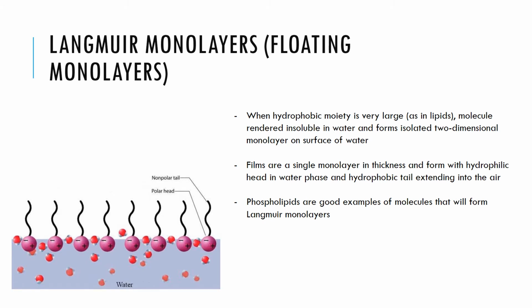The head groups are solubilized or are in solution, and the tail groups point away from solution. And this kind of film on the surface of water, and it is a film, compare that to a surfactant. It's a much denser film than a surfactant because of the molecular weight of these lipids. Those films are called Langmuir monolayers, and phospholipids are very good examples of molecules that form these Langmuir monolayers.